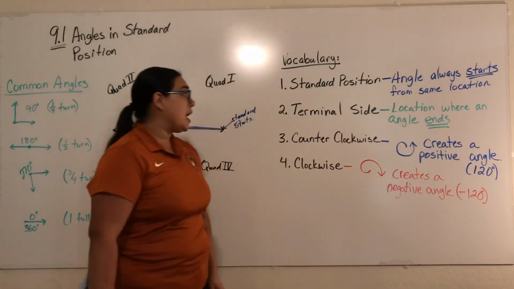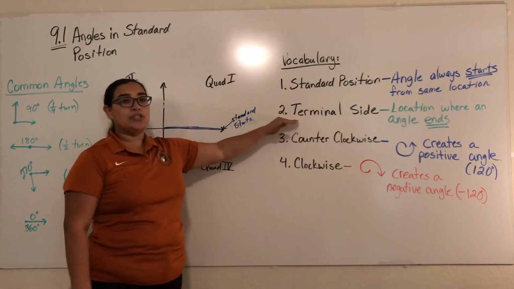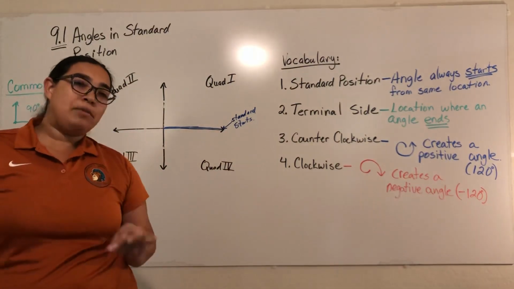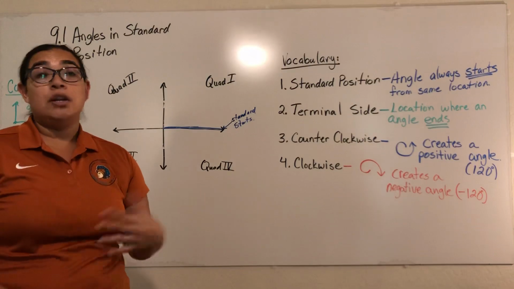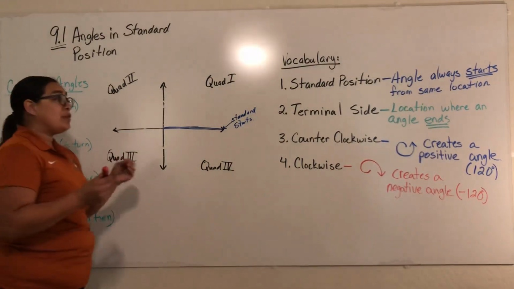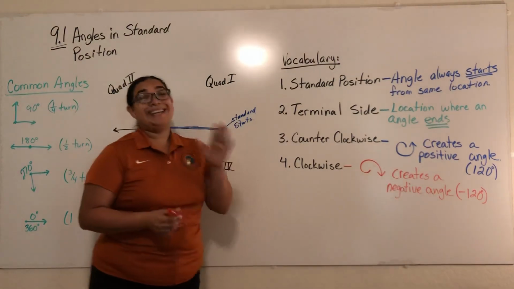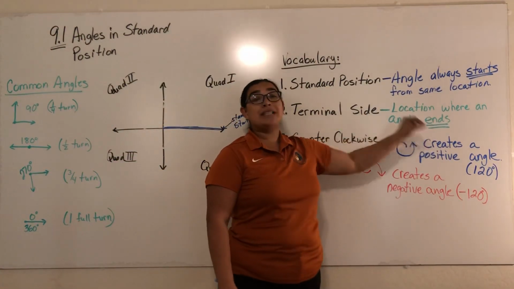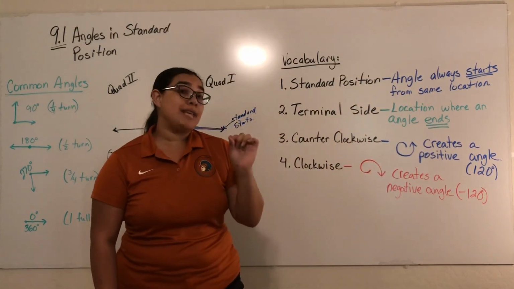The last thing we want to talk about is something called terminal side. So when you're creating angles, you want to let people know, hey, I'm done making my angle. I'm done, that's it. So terminal side means exactly the way it sounds. Terminal means terminate. It's going to end. And that's the key word that I've underlined here for you guys. It means where does your angle end.